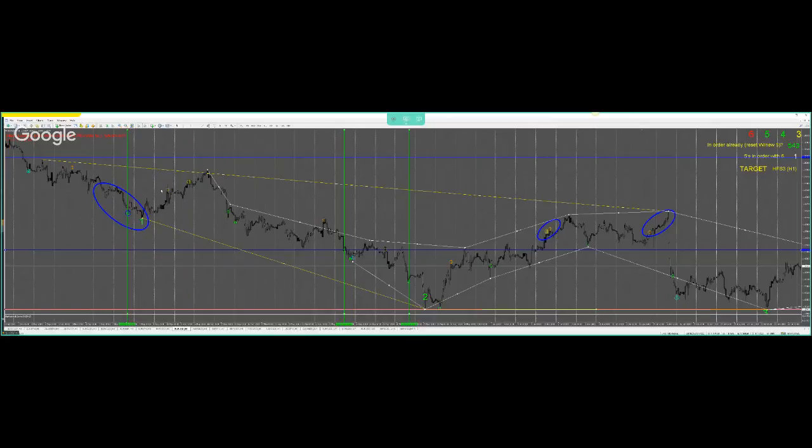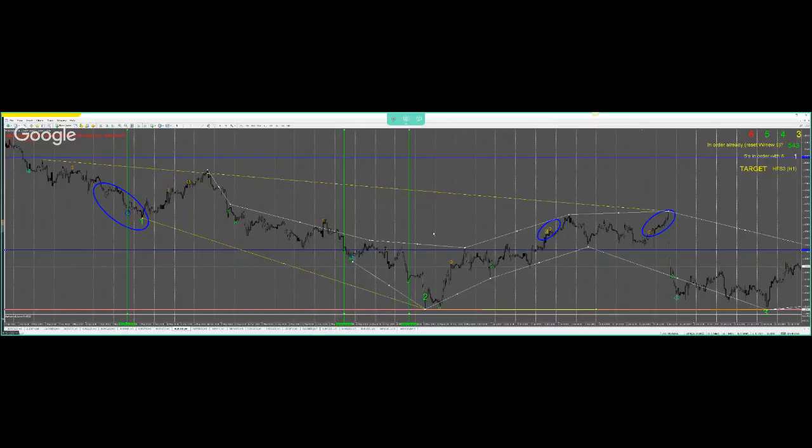So from this 3 to this 3 is a lower high. From this 3 to this 3 is a lower high. From this 3 to this 3, right? There's the 3 long, there's the 3 long, there's the highest point, is a lower high. From this 3 to this 3 is a higher high, right? From this 3 to this 3 short is a higher high.